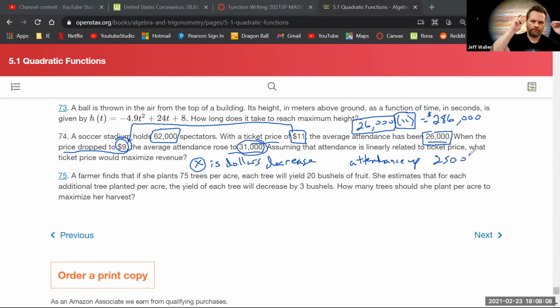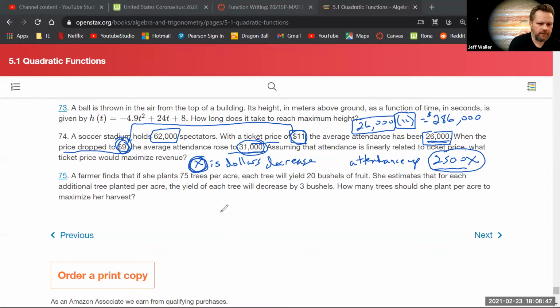Is everybody with me? One other thing. This is specifically for $1. So for every x dollars, the attendance goes up 2,500x. Let me make sure everybody's with me. The attendance went up by 5,000, correct? And the cost went down by $2. Therefore, it's 2,500 for attendance for every $1. So for x dollars decrease, the attendance will go up by 2,500x.